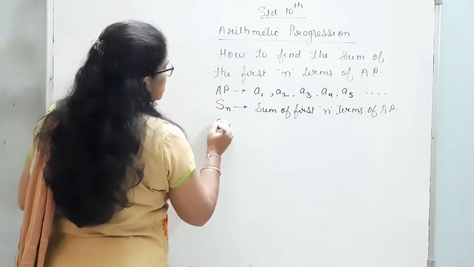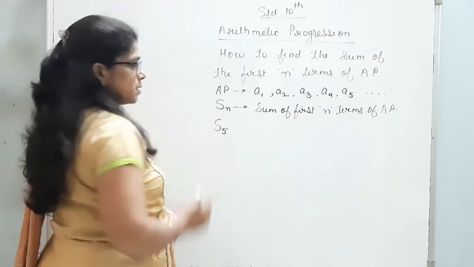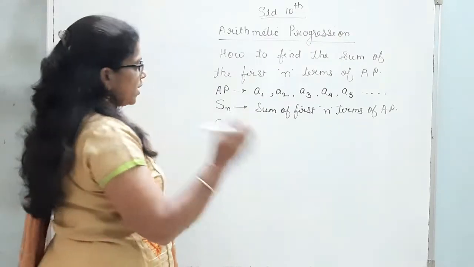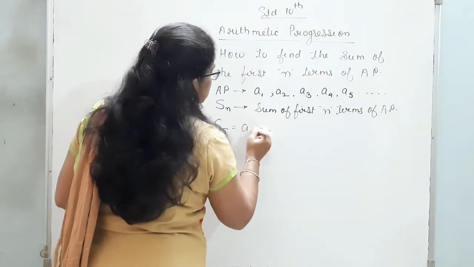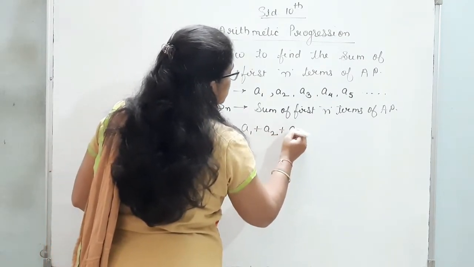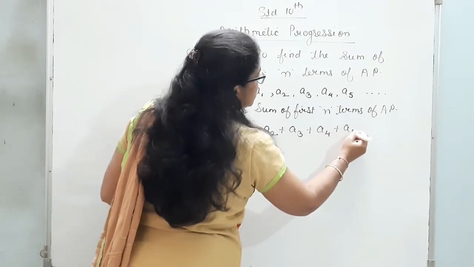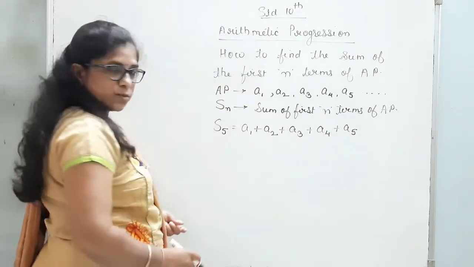We will just check how to find this S5. What is the meaning of S5? It means the sum of the first 5 terms of AP. That means A1 plus A2 plus A3 plus A4 plus A5, the sum of the first 5 terms.